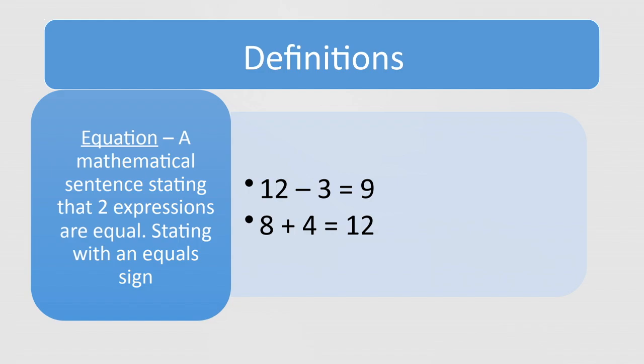You've probably heard, or maybe if you've taken algebra before, that we say the left-hand side equals the right-hand side. So it's saying two expressions are equal, and we state this with an equal sign. The only difference between an algebraic expression and an equation is this equal sign. The equal sign makes it an equation.